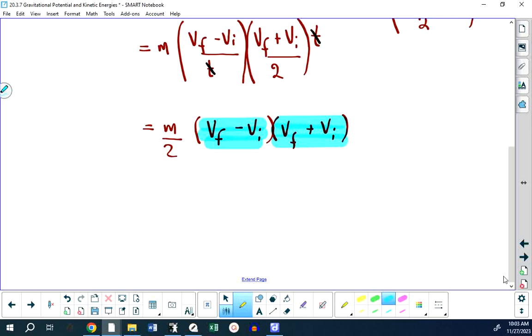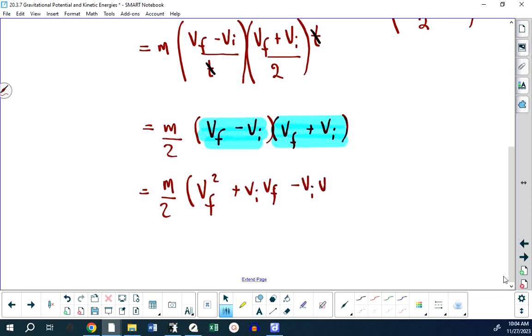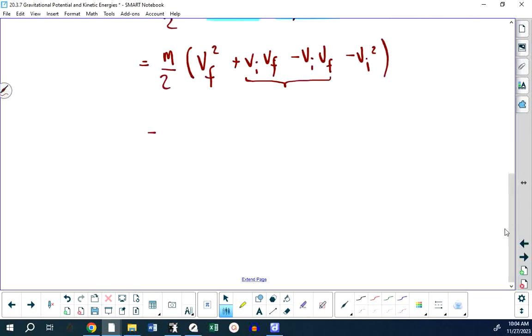If you were to FOIL this out, everybody, you would get the following. You would get m over 2, and then you would have Vf squared. Your outer would be Vf times Vi. Your inner would be negative Vf times Vi. And your last would be negative Vi squared. And when you do this, those two go away. They're opposites. And what we're left with is m over 2 times Vf squared minus Vi squared.